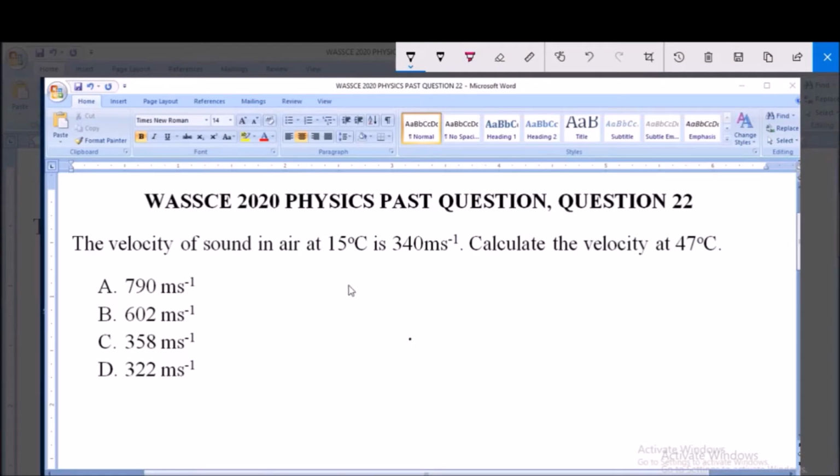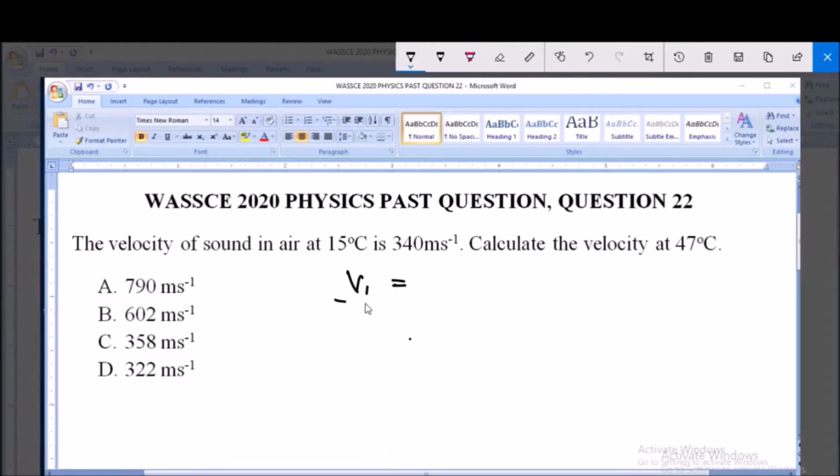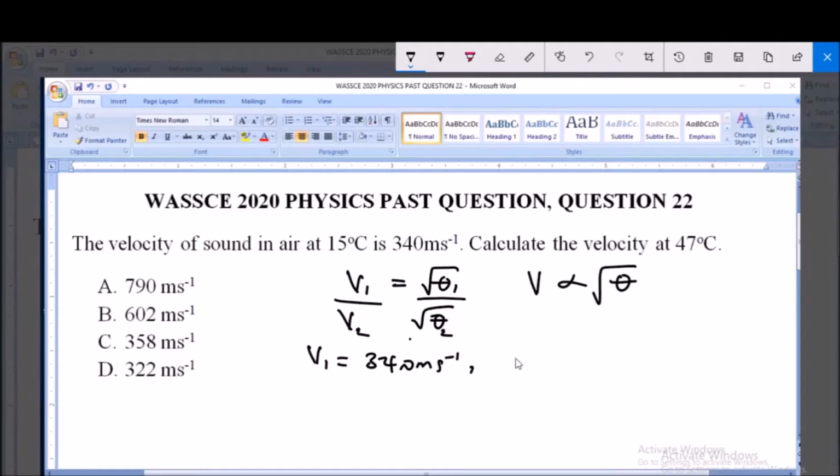Now, the relationship between the velocity of sound in air and temperature is given as V1 over V2 is equal to the square root of theta 1 all over the square root of theta 2. This theta here is the temperature, that is, the velocity of sound in air is directly proportional to the square root of the temperature. Now we're given that V1 is 340 meters per second and V2 is what we are looking for, the unknown. Now the initial temperature, theta 1, is 15 degrees Celsius and the final temperature, theta 2, is equal to 47 degrees Celsius. Then we are asked to find the velocity at this 47 degrees Celsius.